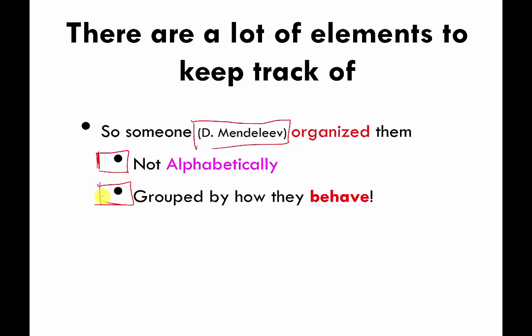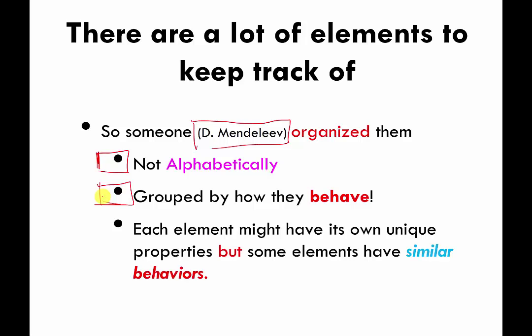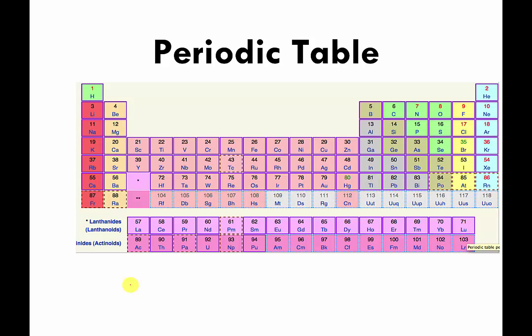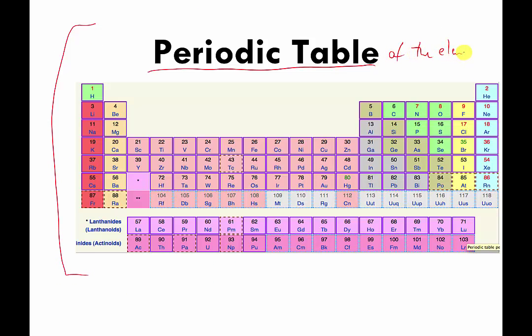What he did was he put them into groups based on how they behave. So the idea is that even though all 118 different elements are different from each other and have their own unique features, some of the elements are similar to each other. They have similar behaviors. So he tried to put the elements that are similar to each other near each other when he wrote the symbols down graphically. I'm going to show you that here. You may have seen this before, I know many of you have. This is called the periodic table of the elements.